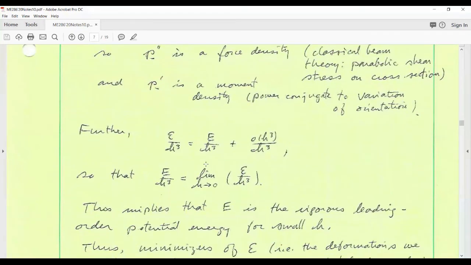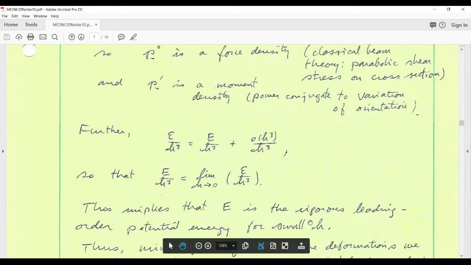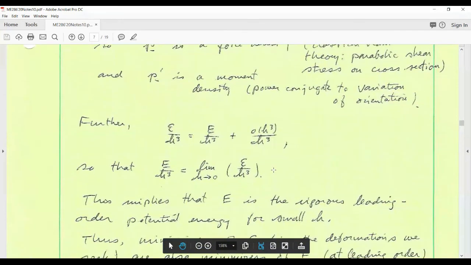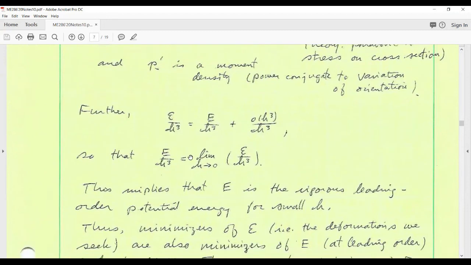What this means is that this E that we've derived is the rigorous leading order approximation to the potential energy for small h, right? Because the smaller h gets, the closer E gets to epsilon, the exact three-dimensional potential energy. So that's encouraging. That means the theory we're deriving gets better and better the smaller the thickness is, in the case of pure bending.